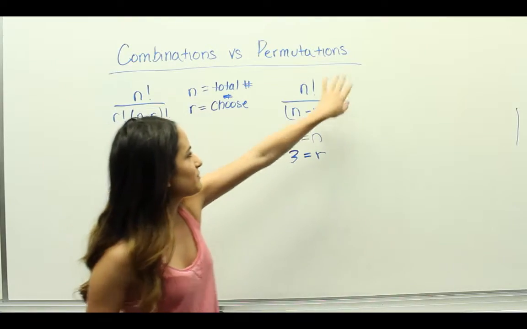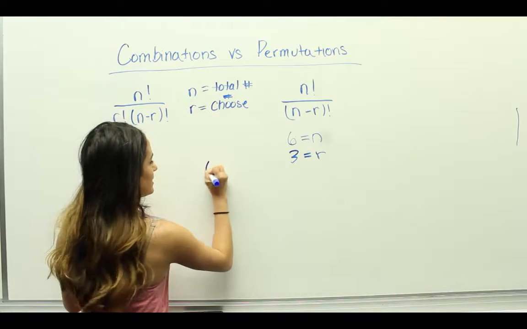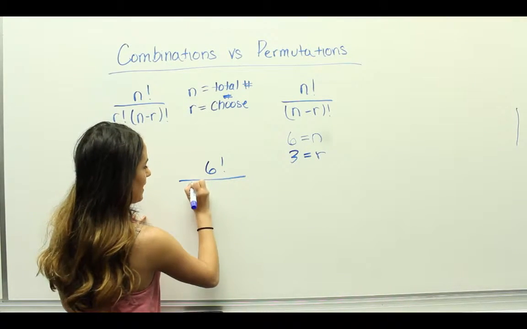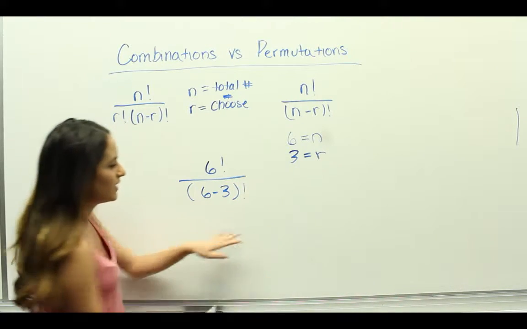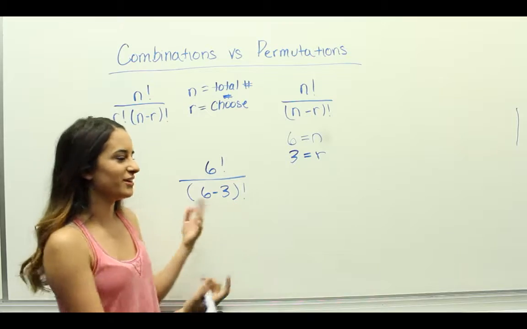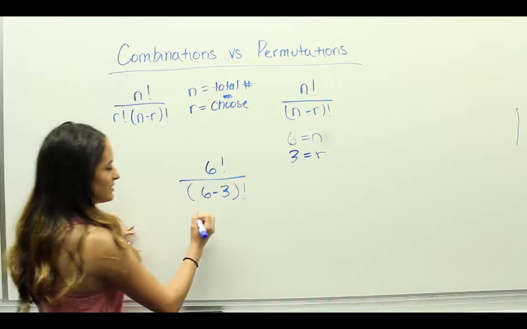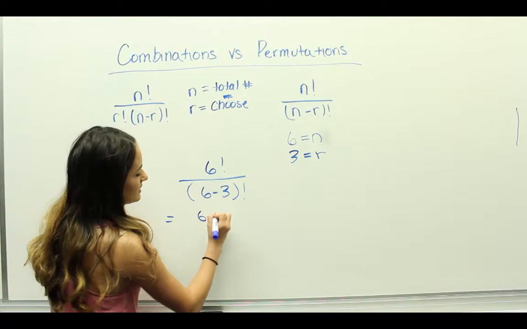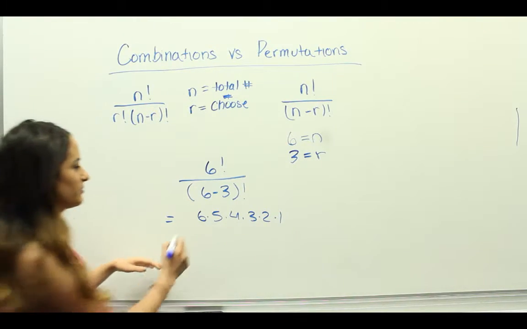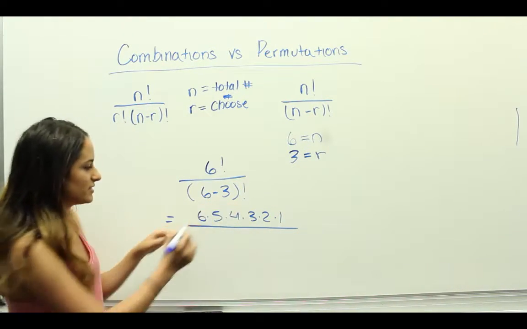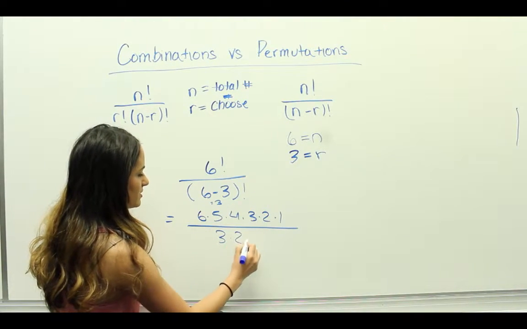Now we just plug those into this equation, just like the other one. So we get 6 factorial divided by n, which is 6, minus 3 factorial. Since this is inside the parentheses, you can do the subtraction first in case you didn't catch that. Let's draw it out like we did in the other one. It would be equal to 6 times 5 times 4 times 3 times 2 times 1, just like the other problem. And then 6 minus 3 equals 3. So now 3 factorial would be 3 times 2 times 1.